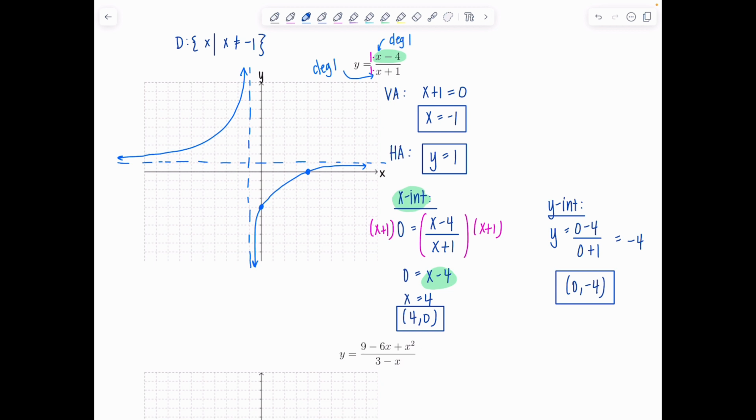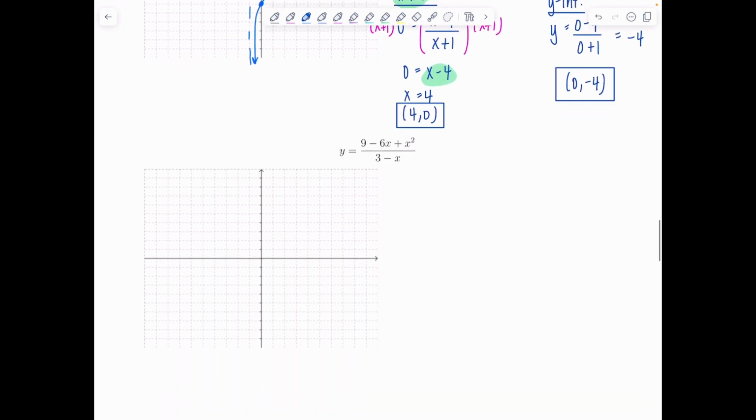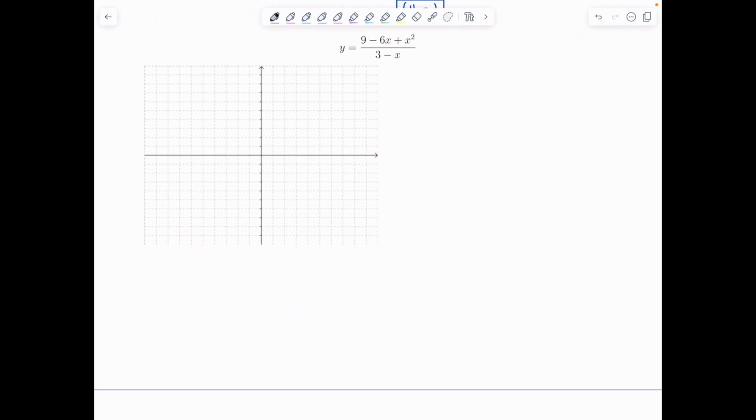And that's that. Beautiful. Okay, now, last one, I'm going to show you what it looks like when you have a hole in your graph and how to deal with that, okay? So here we have y equals (9 minus 6x plus x squared) over (3 minus x). First thing, looking at this function, let's rewrite it. Let me put the numerator in descending powers. So let's put x squared first, then we have -6x and then +9, over 3 minus x. So let's write the domain. Remember, we don't want the denominator to be 0. So the domain is going to be all x's such that x cannot equal 3.